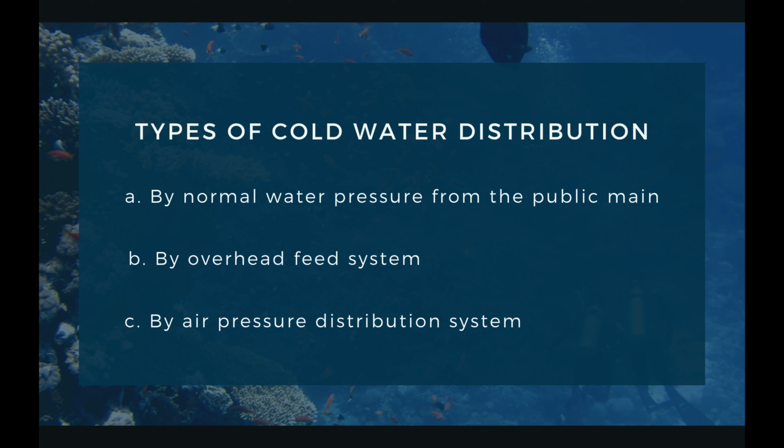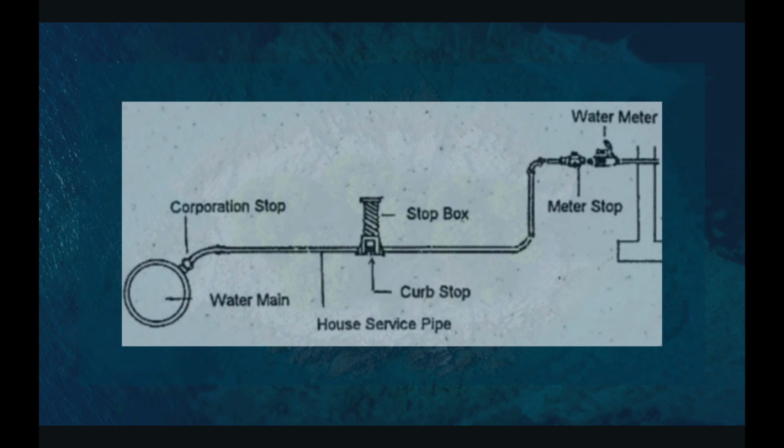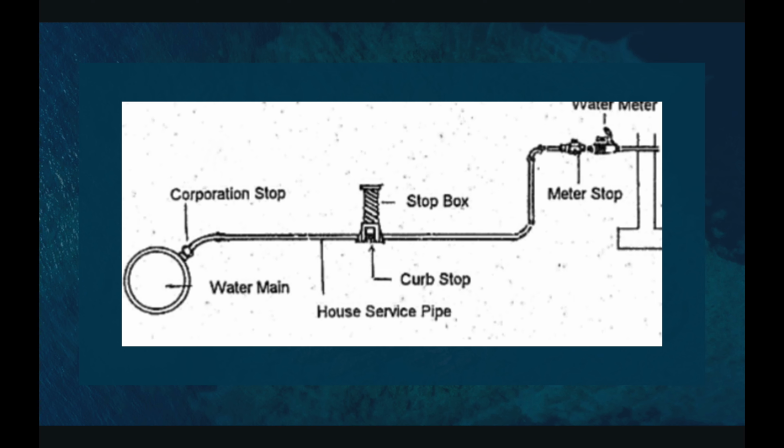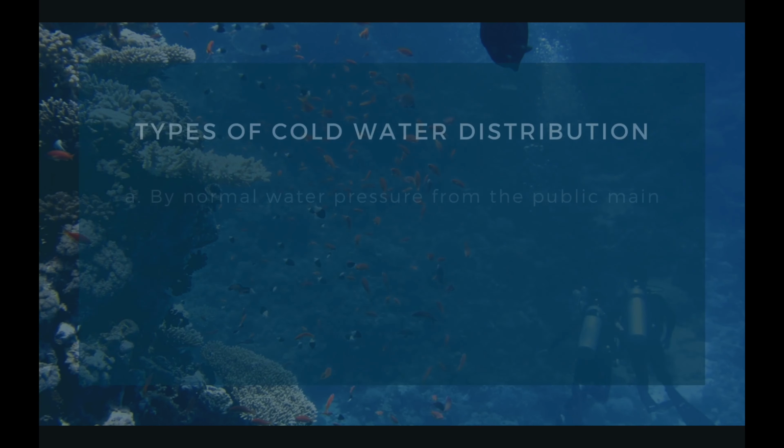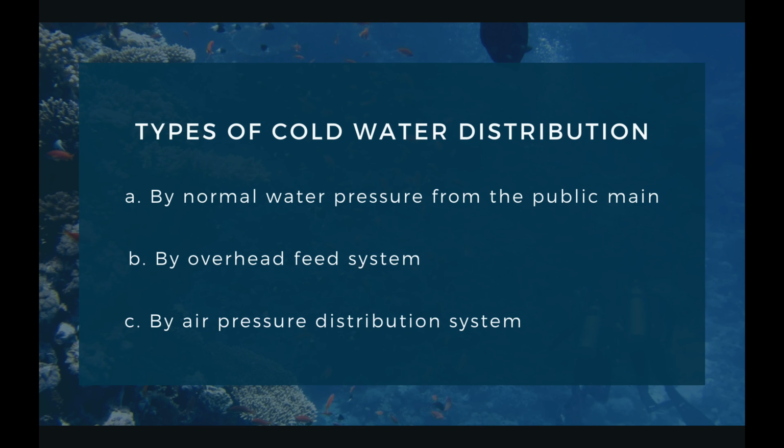Next one is types of cold water distribution. So there are three: by normal water pressure from the public main, by overhead feed system, and by air pressure distribution system. So first one is the normal water pressure from the public main. This is normally inadequate to serve buildings.